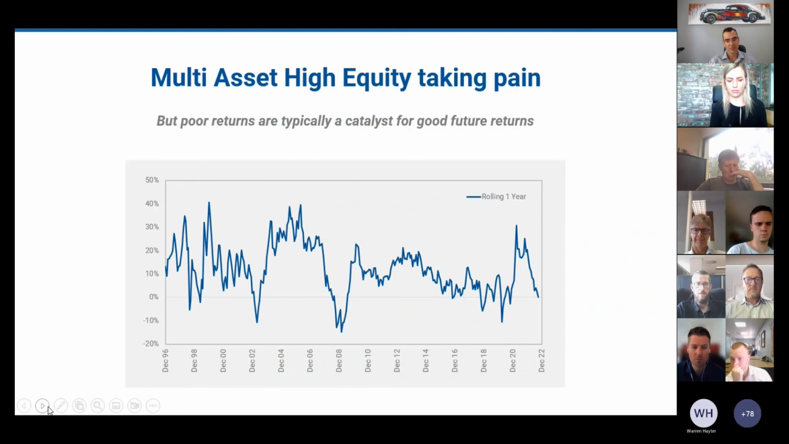So not to say that things can't get worse. It's imperative that you brace yourself and warn your clients that while things are bad, they could potentially get a bit worse. But the reality is that we are a lot closer to the bottom, and poor returns are typically a catalyst for good future returns.